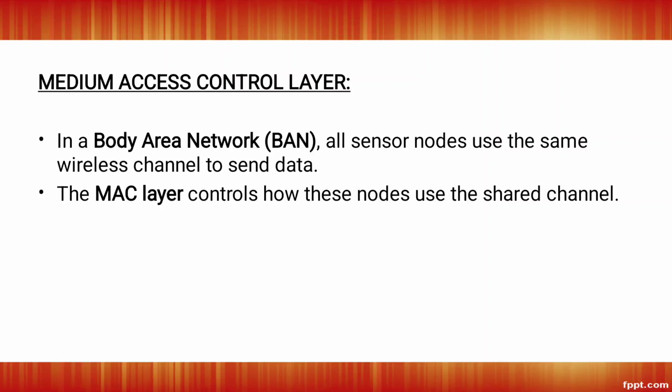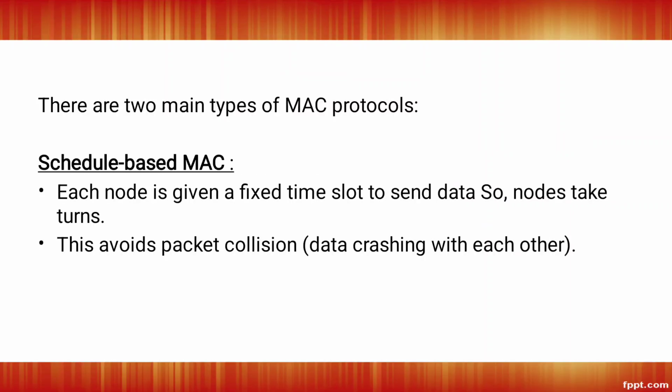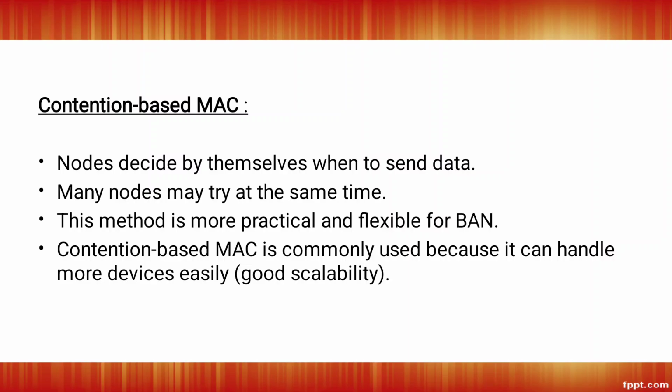Next is the medium access control layer. In BAN, all sensor nodes use the same wireless channel to send data. The MAC layer controls how the nodes use the shared channel. There are two types of MAC protocol: scheduled based, where each node is given a fixed time slot to send data, so nodes take turns. This avoids packet collisions.